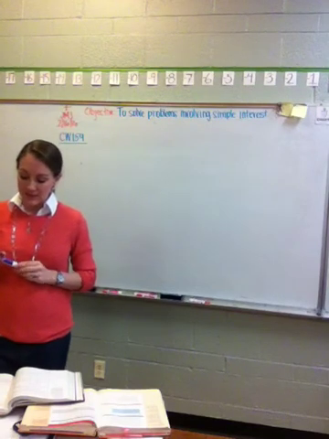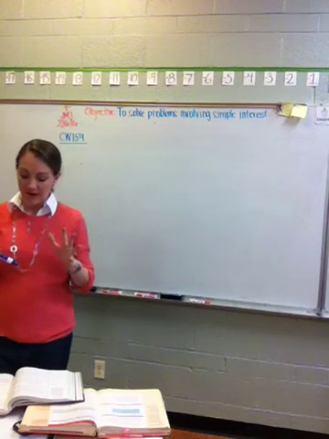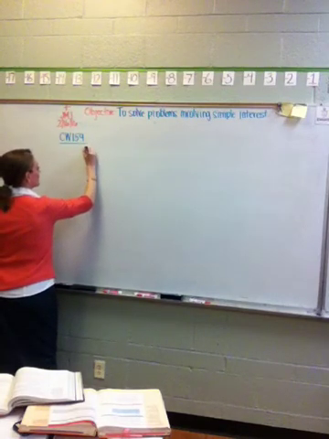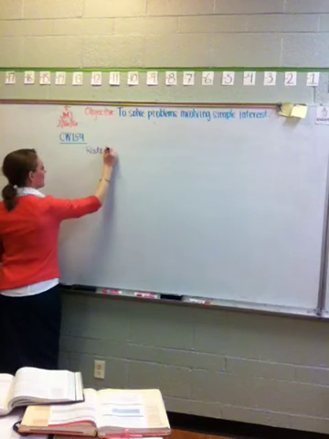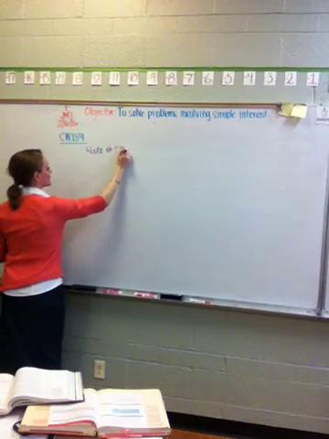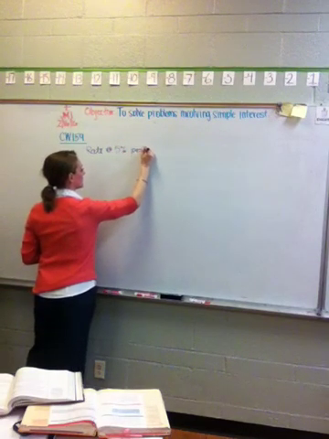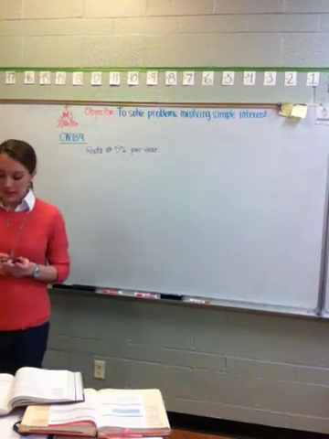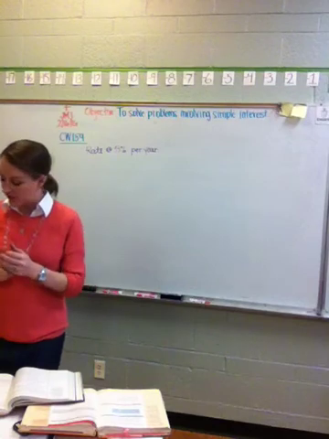A bank will pay simple interest at an annual rate of 5% per year. So we've got our rate at 5% per year. Okay. Find the interest paid on each of the following deposits.